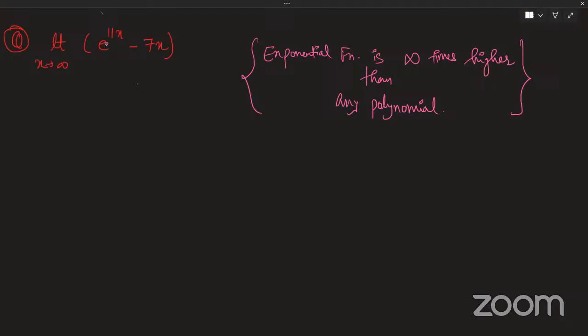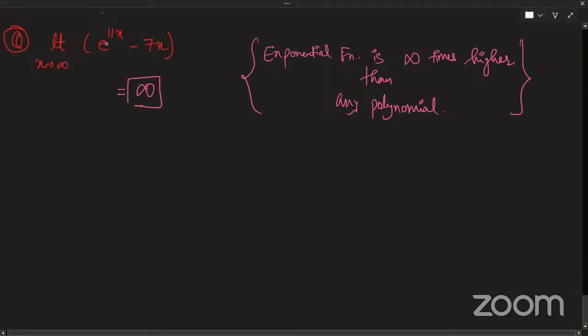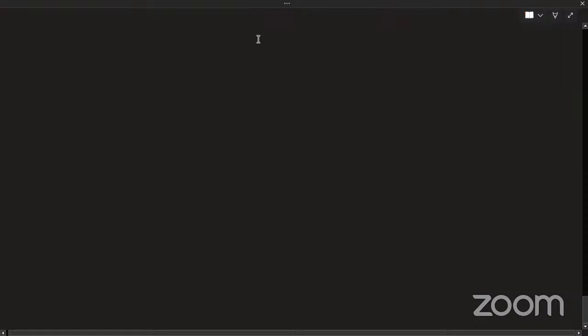So where will this limit go to? It's really just simple. Infinity, correct, because e raised to 11x is infinitely times larger than this one. Even if you take infinity minus 1, the final answer is also infinity. If you subtract any finite value from infinity, it is infinity. So this one was a really basic question to start with. Now let us see, I've got one really good question for all of us.